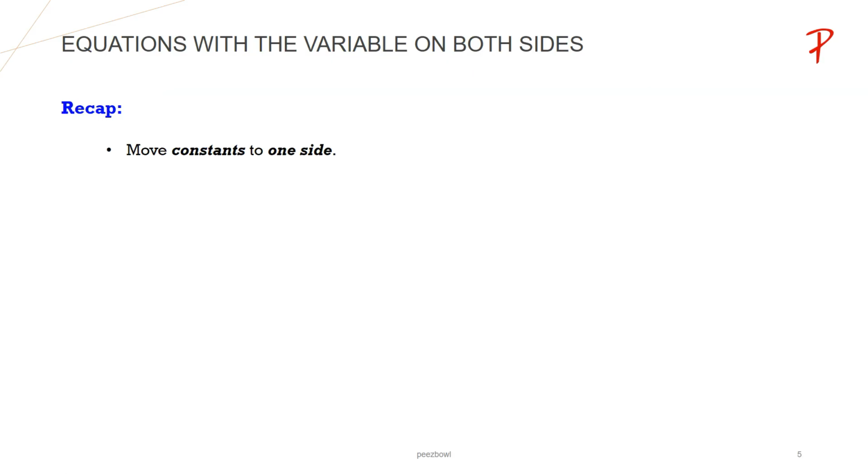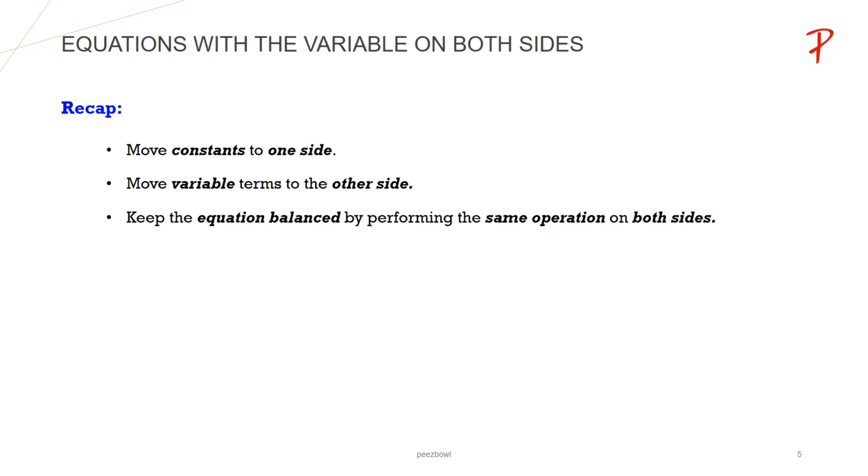Let us recap what we have learned. To solve equations with variables on both sides, first we need to move constants to one side. Then we need to move variable terms to the other side. Now we have to keep the equation balanced by performing the same operation on both sides. And after that we have to simplify and solve, right? Hope you understood the concept.